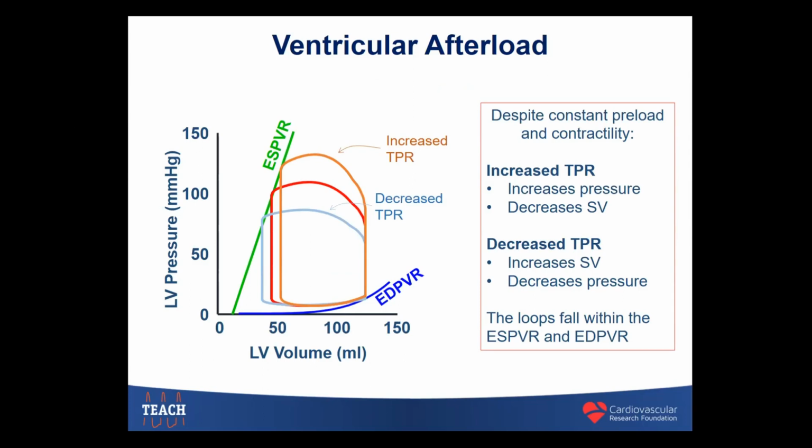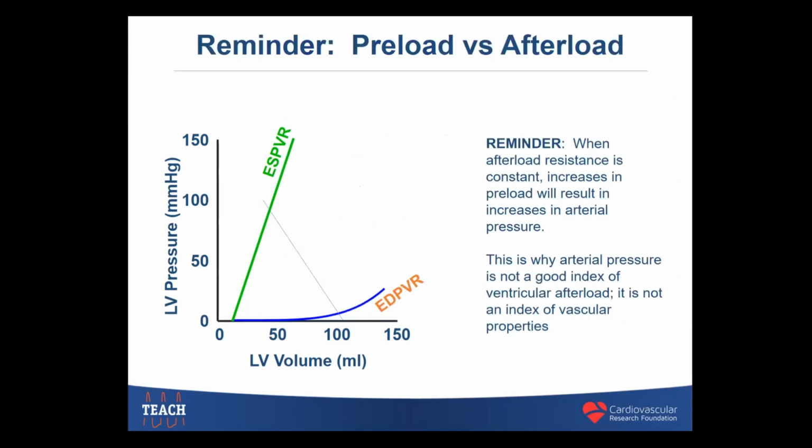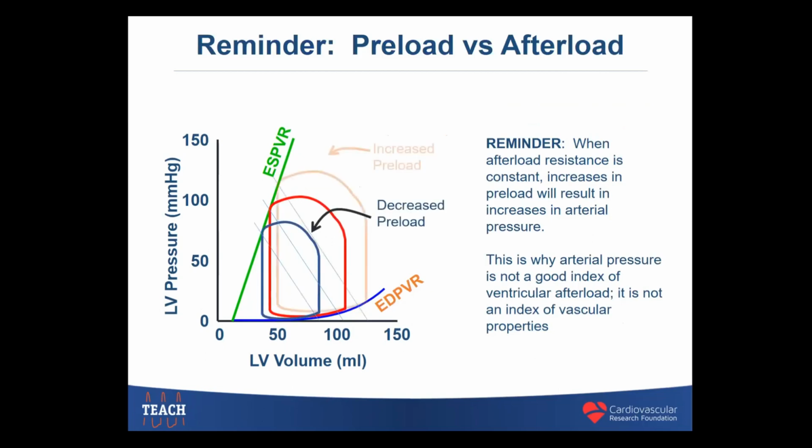So basically, with increasing total peripheral resistance or systemic vascular resistance, you're going to see increasing pressure and decreasing stroke volume, which means decreasing cardiac output. And vice versa, if you decrease your systemic vascular resistance, you will increase your stroke volume and decrease your overall pressure. This is just to keep in mind what we said, that this is the reason why arterial pressure in and of itself, or just looking at someone's blood pressure, is not a good marker of afterload, because both preload and afterload impact the blood pressure that you're dealing with.